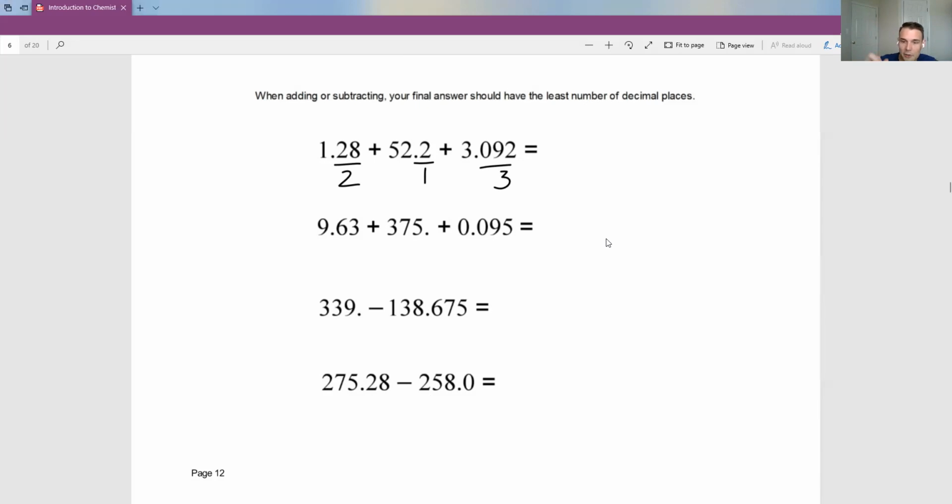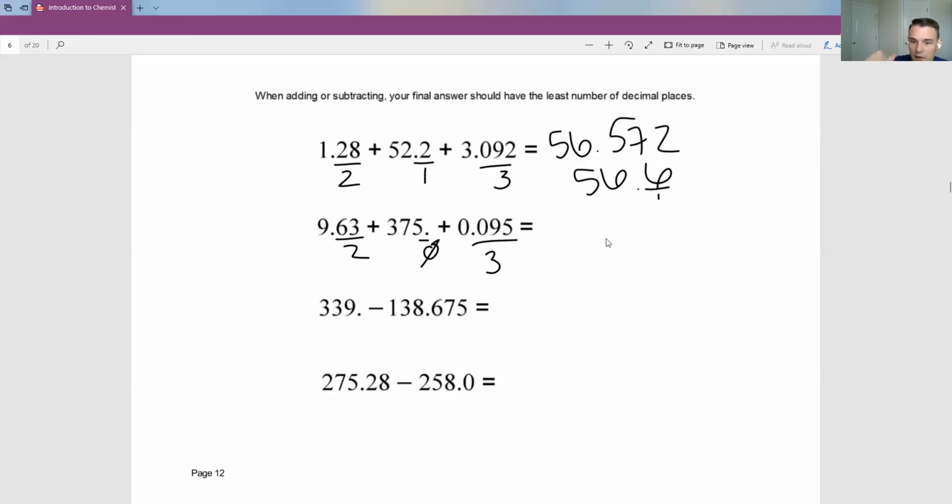I put this in my calculator, I do the addition, it gives me 56.572. So with my sig figs, I'm going to have 1 decimal place. My answer will be 56.6. 1 decimal place. Okay, 9.63, that's 2 decimal places. That's no decimal place, but there is a decimal that is important. This is 3 decimal places. I do this math. It comes out to be 385. And so my final answer, since there was a decimal in this number, I needed to include the decimal.